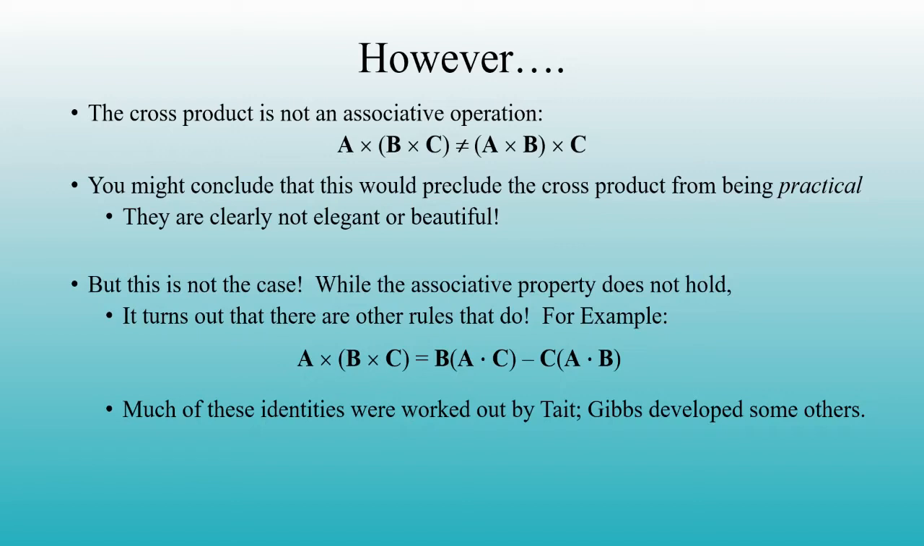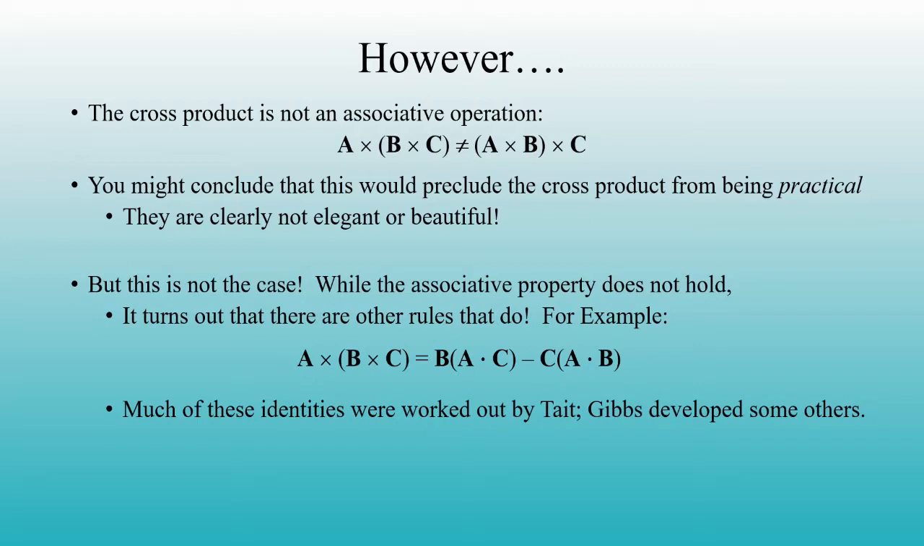A cross B cross C is not associative, but it does obey another law or rule or identity. I use these terms interchangeably here. And this is the famous BAC-CAB rule, back cab rule. While not as simple as the associative property would have been, it turns out to be essentially just as useful for practical problem solving. Not better, and certainly not as beautiful, but just as practical.